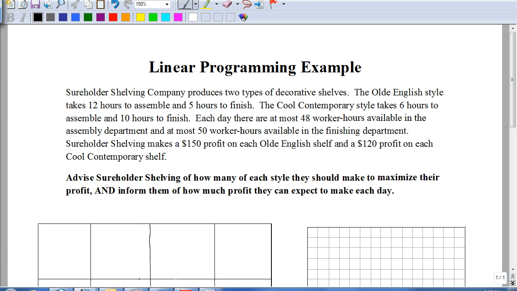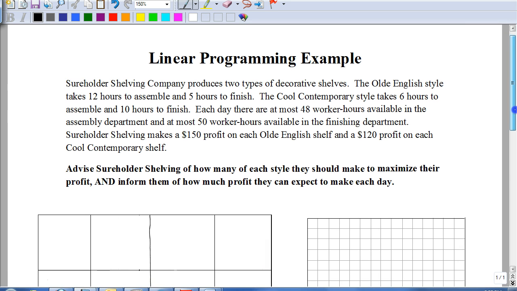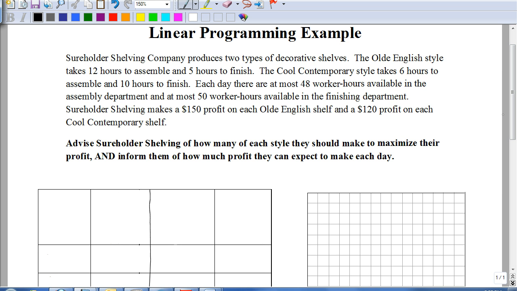So let's look at the problem. It says Shareholder Shelving Company produces two types of decorative shelves. The Old English style takes about 12 hours to assemble and 5 hours to finish. The Cool Contemporary style takes 6 hours to assemble and 10 hours to finish. Each day there are at most 48 worker hours available in the assembly department and at most 50 worker hours available in the finishing department. Shareholder Shelving makes a $150 profit on each Old English shelf and a $120 profit on each Cool Contemporary shelf. Advise Shareholder Shelving of how many of each style they should make to maximize the profit and inform them of how much profit they can expect to make each day.